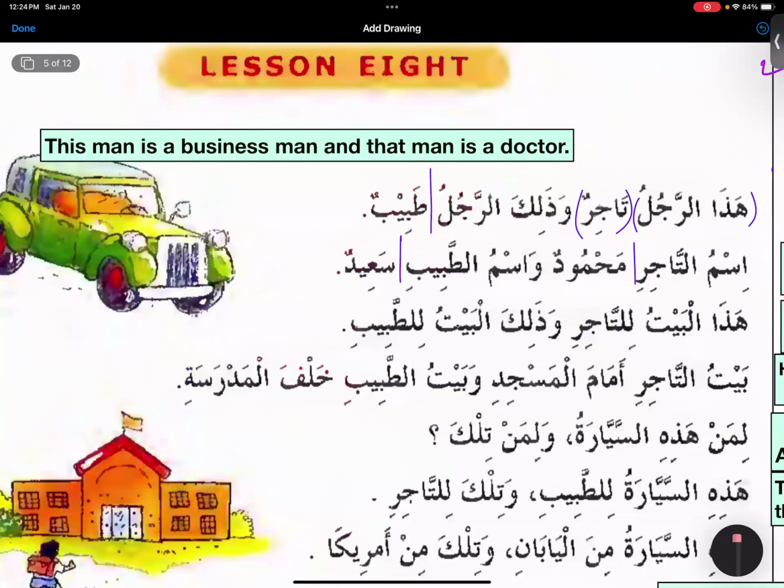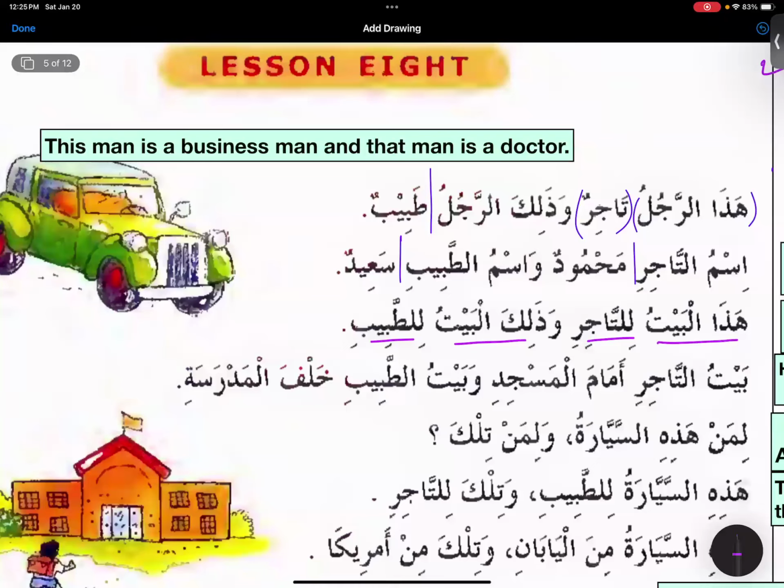Hadha baitul litajir, wa dhalika baitul littabib. This is a house of businessmen, and that is a house of doctor. Not house of, it's not mudaf mudaf ilayhi. This house is for the merchant, and that house is for the doctor. Yeah, exactly. We cannot translate it like an idafa fragment.